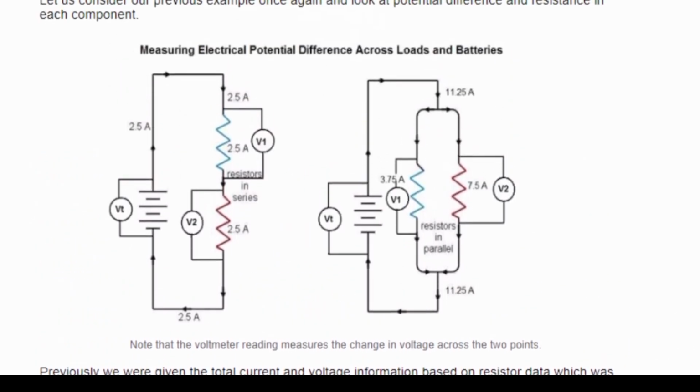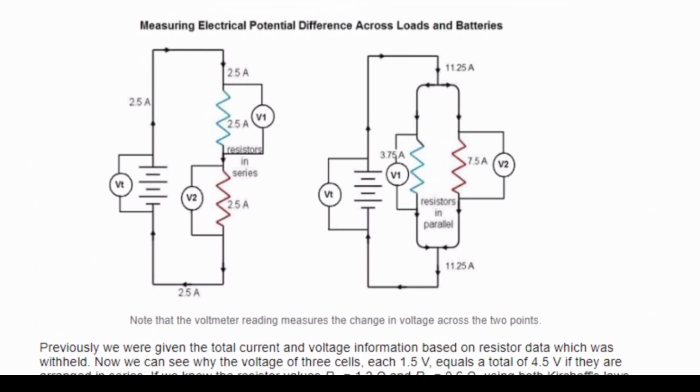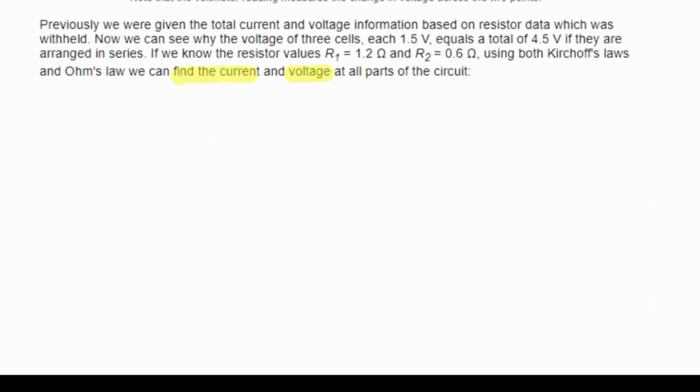So we're going to go through each of these circuits. We'll start with the series circuit, and then we'll take a look at the parallel circuit. So we're going to work with the series circuit first. And the first thing we're going to figure out is the total resistance.